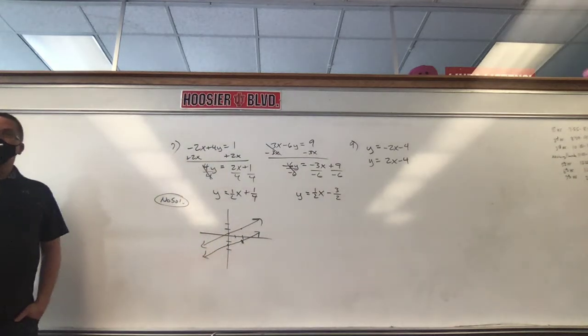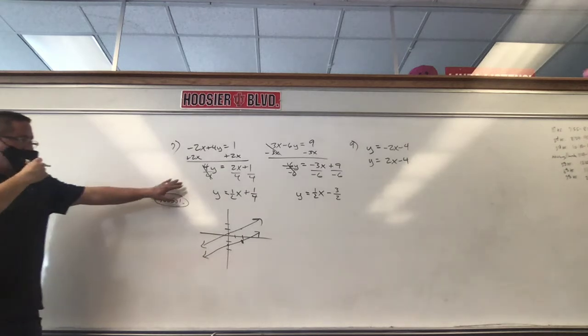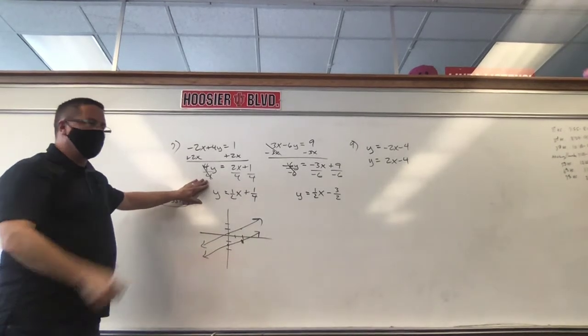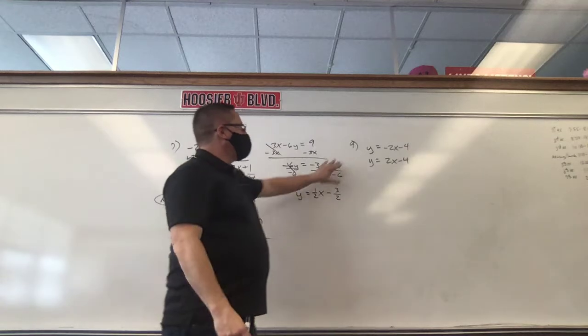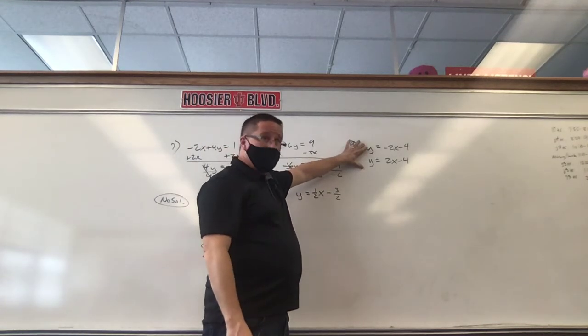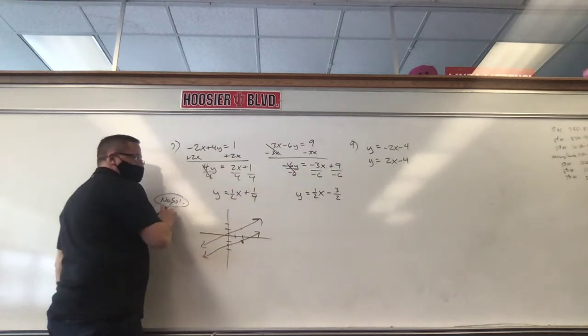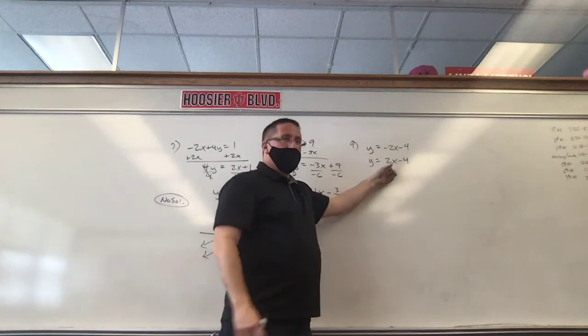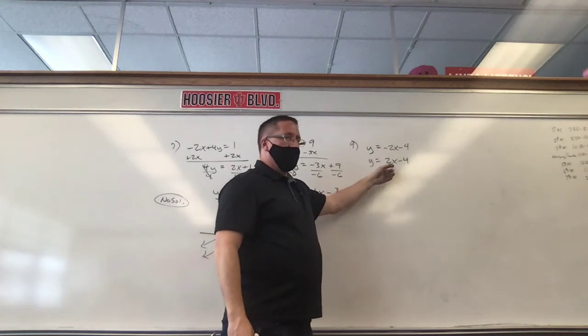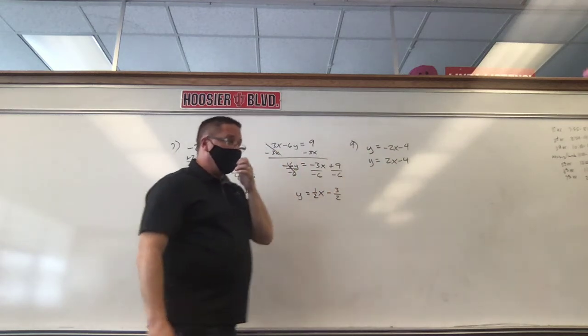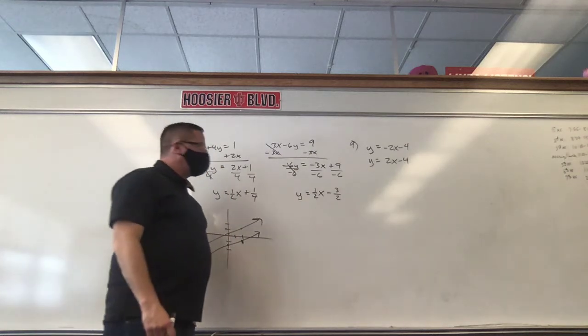Now, think about what we did the last time. How did we know before we graphed them there was no solution? They had the same slope. Do these have the same slope? No, they don't. One's positive 2, one's negative 2. They're opposites, positives and negatives. So are they going to touch? Yes, they can touch, because they're not the same slope. If they had the same slope, they would never touch and there would be no solution.